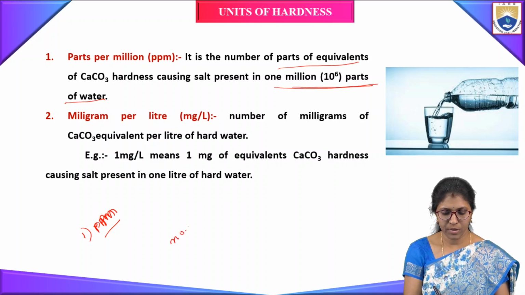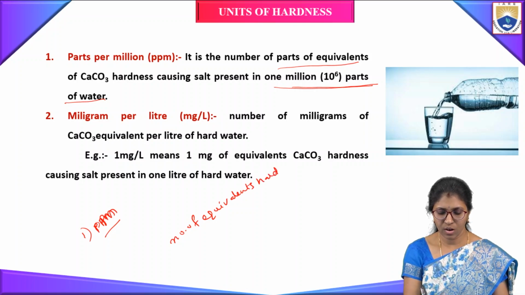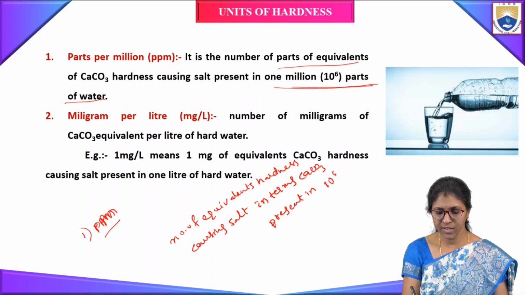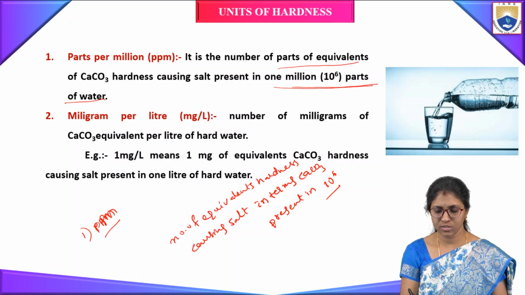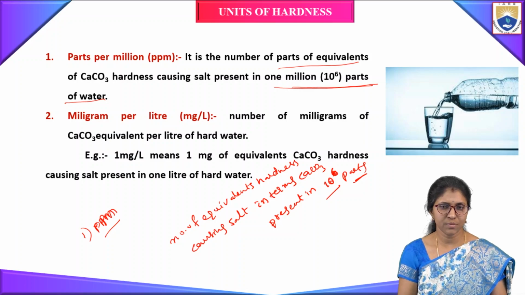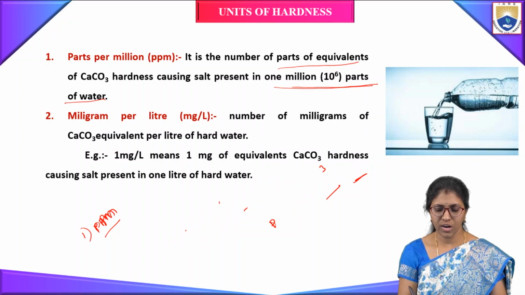So it is the number of equivalents of hardness causing salt in terms of calcium carbonate present in 1 million parts of water, that is 10 to the power of 6 parts of water. So the parts per million is the number of parts of equivalents of hardness causing salt in terms of calcium carbonate present in 1 million parts of water. So this is about ppm, a unit of hardness of water.